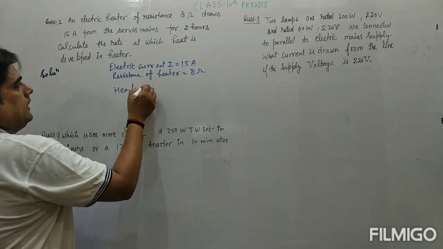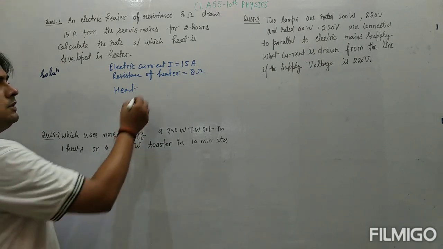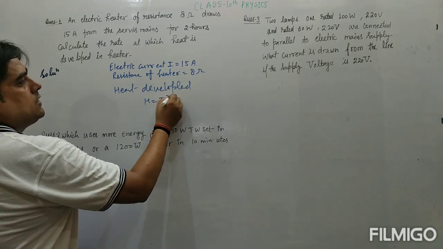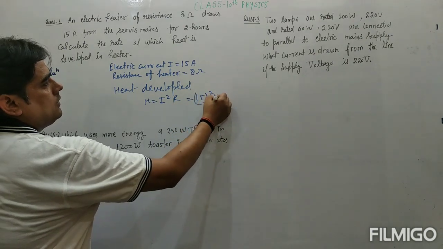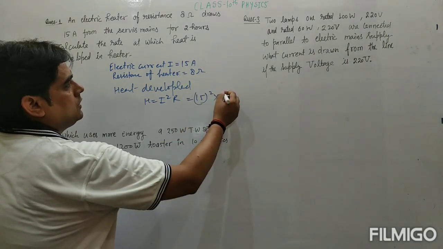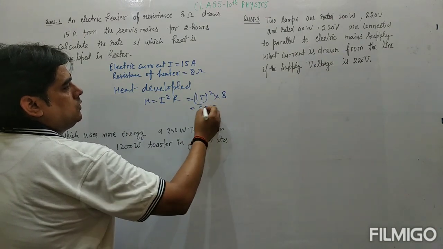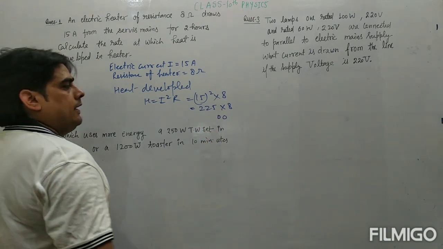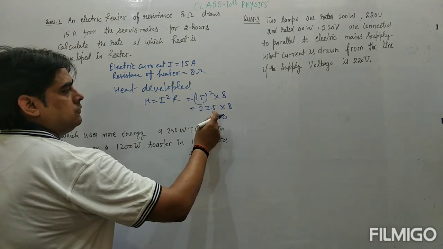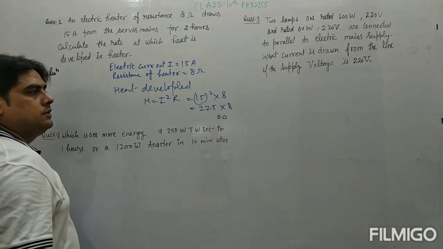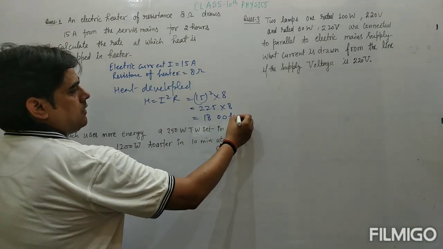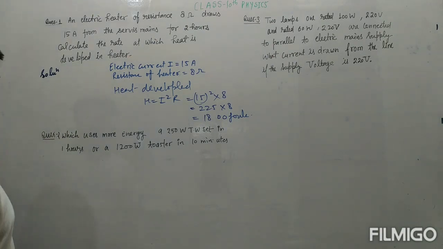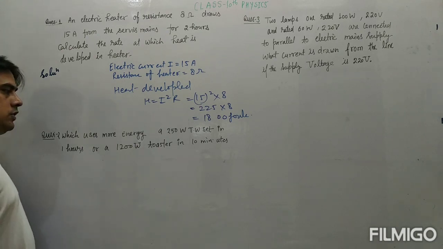So we have to find the heat. Heat developed H is equal to I square R. The value of I is 15 and R is 8. 15 squared is 225, multiplied by 8, when you multiply this, it comes to 1800 joules.